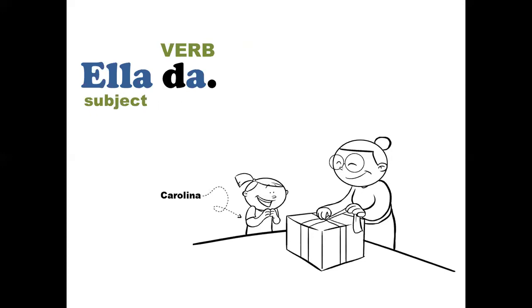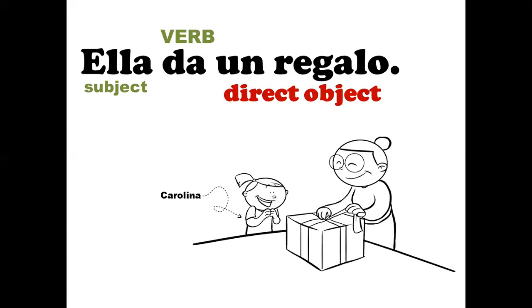But that sentence doesn't completely get the point across. You can see in the picture that Carolina has an arrow pointed to her. This doesn't tell the entire story of the picture. So, ella da, adding another part of the sentence that we've already talked about in another video. Ella da un regalo. She gives a gift.